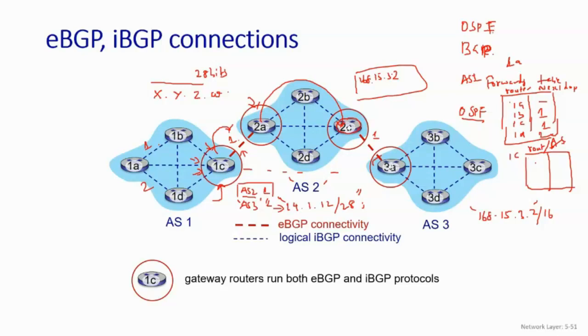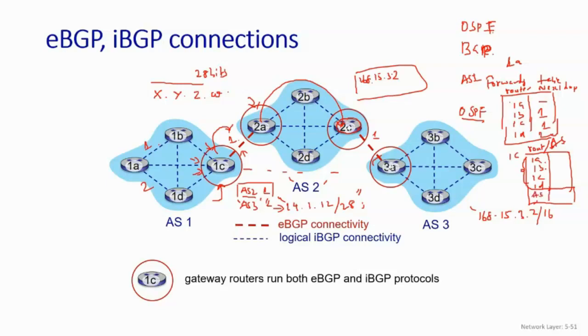Okay, so a similar entry will also be available: how to reach 1A, how to reach 1B, how to reach 1C, how to reach 1D. This is a result of the OSPF routing algorithm. But in addition to that, it will have some more entries as a result of the BGP algorithm. So what is that?